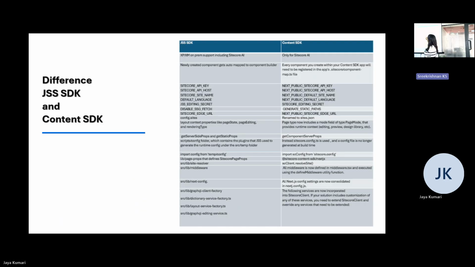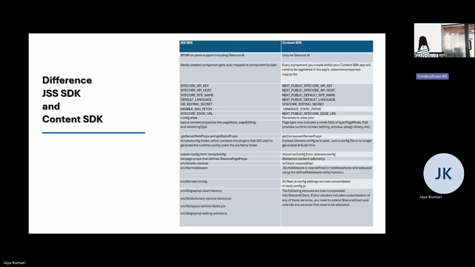So the important concept I already explained: XP/XM on-premises support was there in the JSS SDK. Now in Content SDK, it's only specific to AI. Previously, the component builder was there. Whenever we create a component, it gets auto registered, but here we need to register it into the component map.ts file. These variables did not have it before, but now they have added a NEXT_PUBLIC_ prefix. I hope this is visible, that's why I'm saying it loudly.